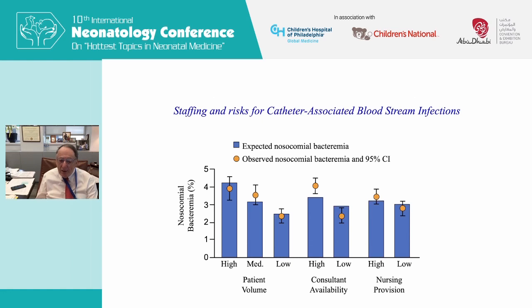The number of nurses present, nursing provision, did not determine the rates of nosocomial bacteremia, but the number of consultants shown in the middle set of two bars over here was higher when there was a lot of nosocomial bacteremia, and lower numbers of consultants where there was less nosocomial bacteremia. And I interpret this that the doctors have a hard time washing their hands using good hand hygiene on a regular basis.